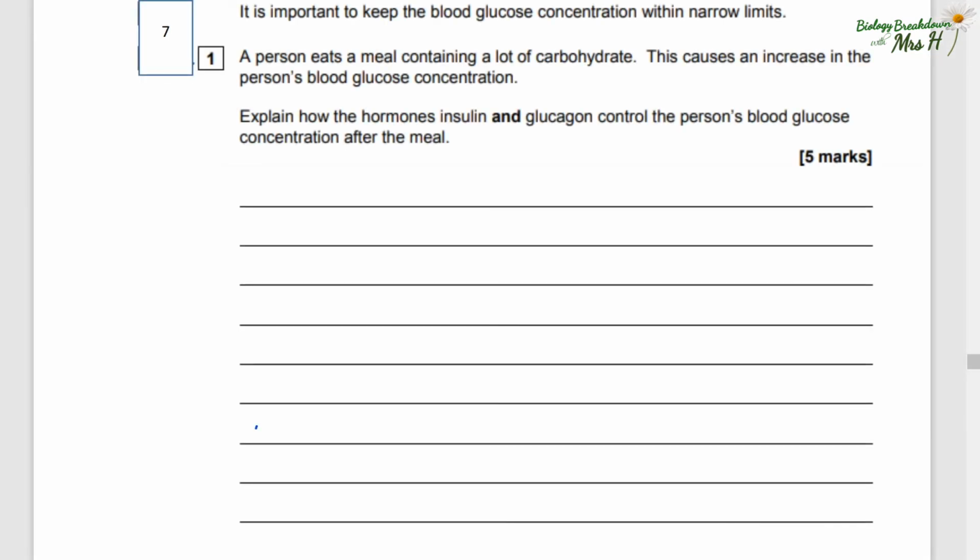It's important to keep the blood glucose concentration within narrow limits. A person eats a meal containing a lot of carbohydrate. This causes an increase in the person's blood glucose concentration. Explain how the hormones insulin and, that's in bold, glucagon, so you have to say both of them, control the person's blood glucose concentration after a meal.